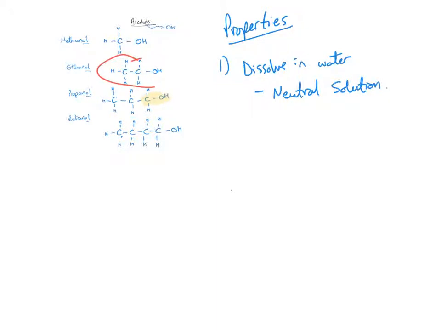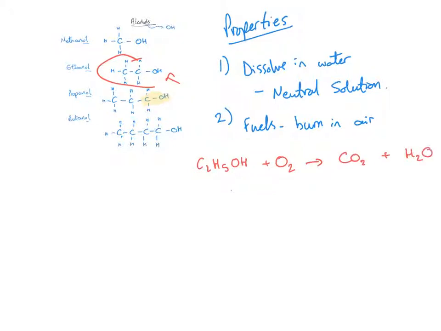The next property of alcohols is they can be used for fuels because they can burn in air. I'll give you an example of that. So the example, if we take ethanol, so ethanol is C2H5OH. It's not a hydrocarbon because it's not only hydrogen and carbons, it's got an oxygen. If I burn it in air, called combustion, I add oxygen and it forms carbon dioxide and water.